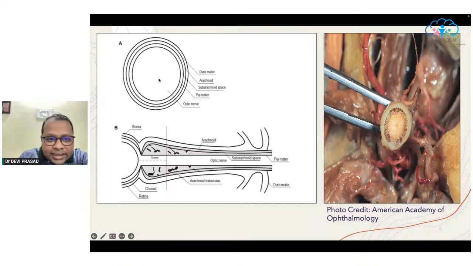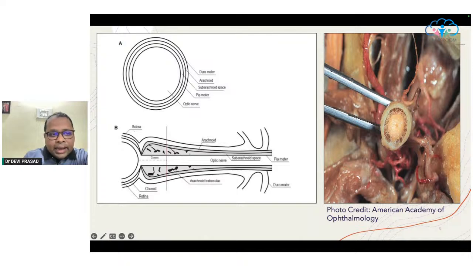The circular thing is the optic nerve, which in turn is surrounded by three layers: the pia mater, the arachnoid mater, and the dura mater, which in a cross section looks somewhat like this. The orange thing which you see is the optic nerve, with the pia mater in close proximity to it. The cobweb strands which you are seeing are basically the arachnoid mater, and the dura mater is the one which is surrounding it. Now, along with this, there are other things called arachnoid trabeculae.